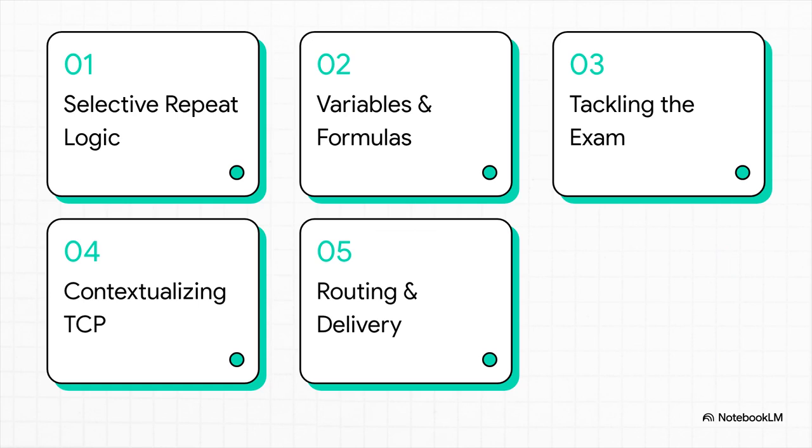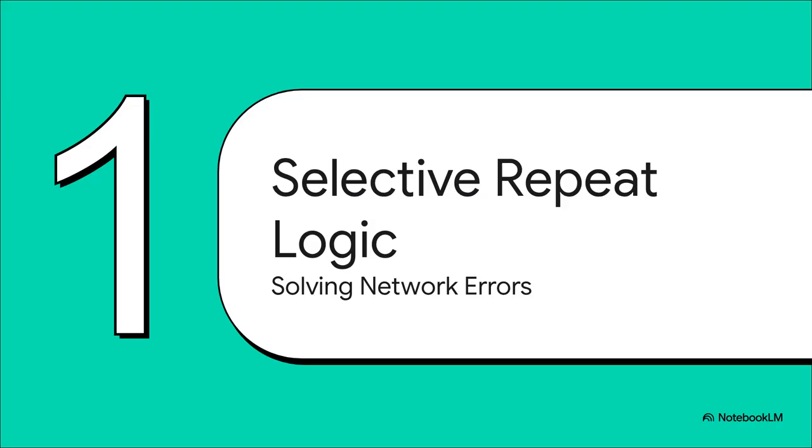Okay, let's dive into our roadmap for today. First, we'll look at selective repeat logic. Second, variables and formulas. Third, tackling the exam. Fourth, contextualizing TCP. And finally, routing and delivery. Starting right off with Part 1, selective repeat logic.